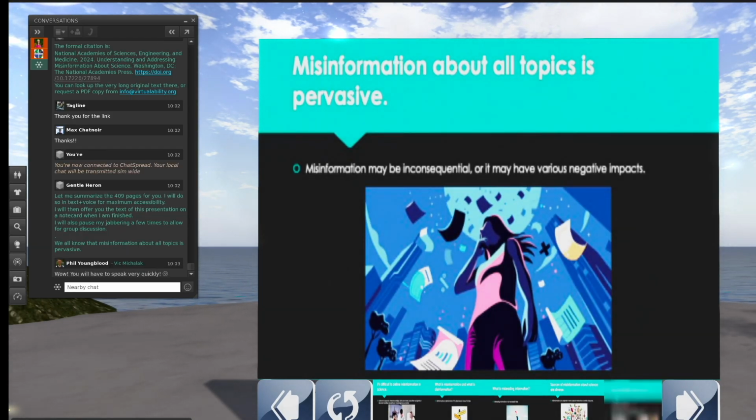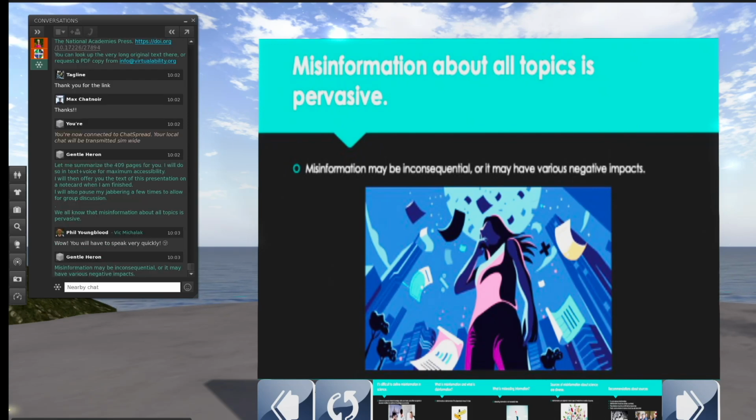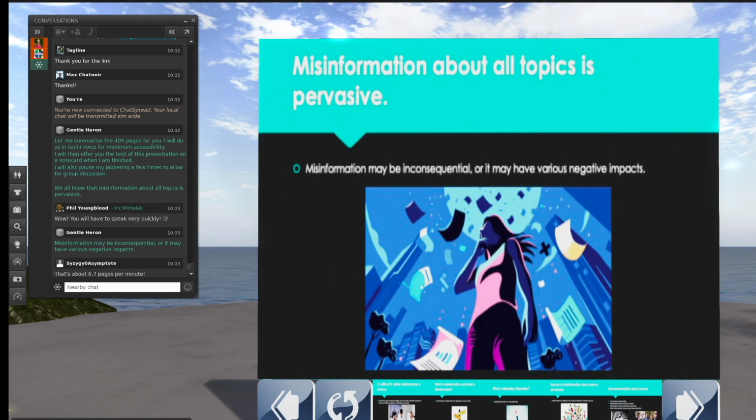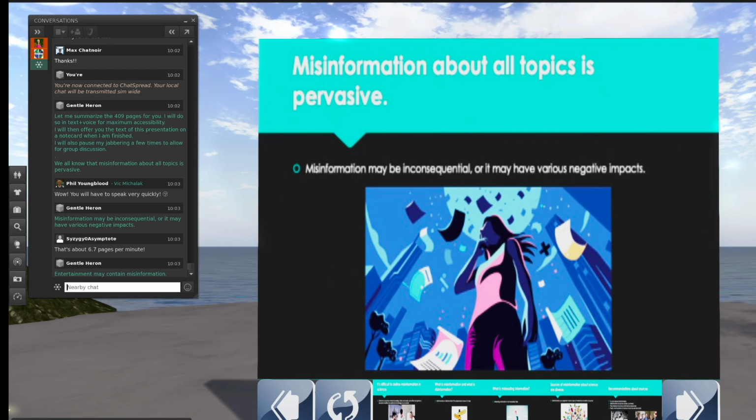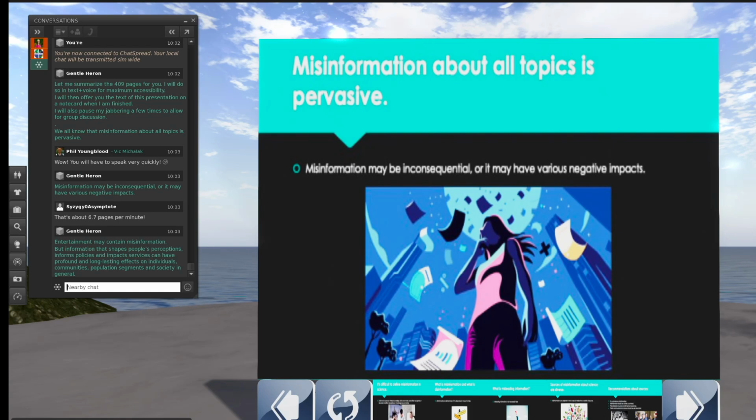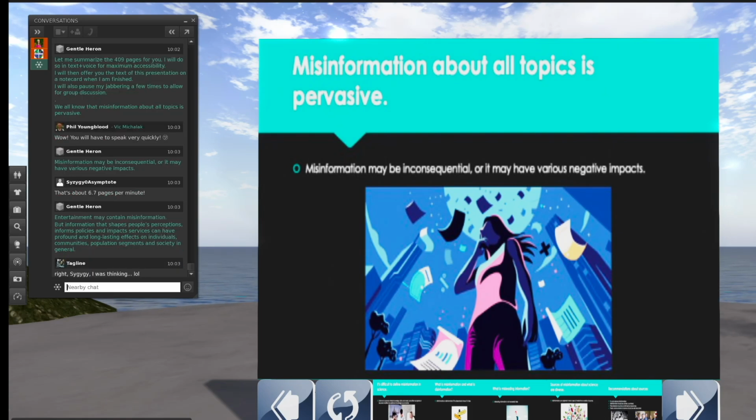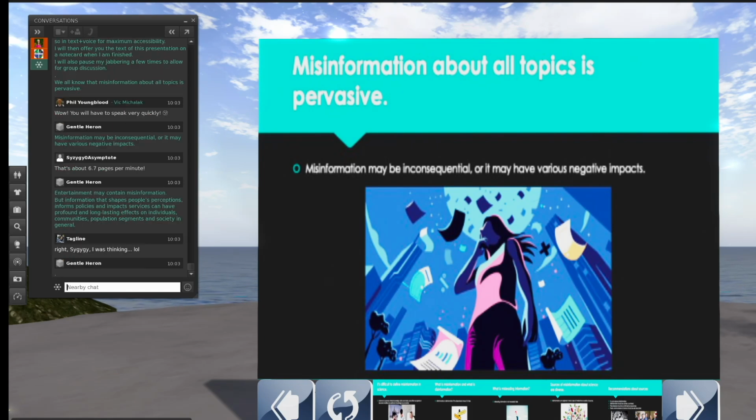Now, we all know that misinformation about everything is pervasive. Misinformation may be inconsequential, or it may have various negative impacts. And even our entertainment can contain misinformation. But information that shapes people's perceptions, that informs policies and impacts services, can have very profound and long-lasting effects on individuals, communities, population segments, and society in general.